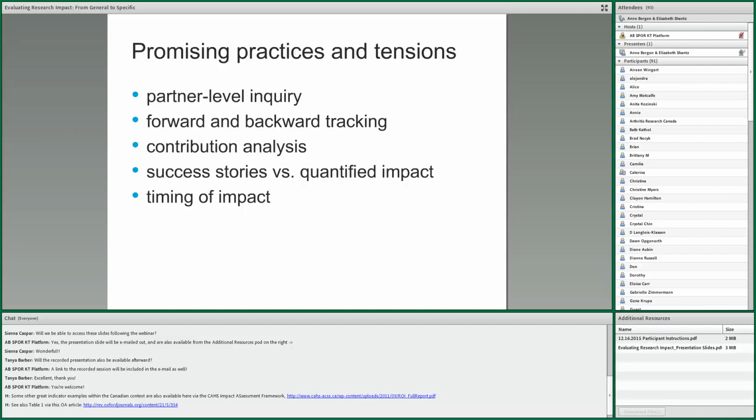You want to think about forward and backward tracking. So you can ask end users and stakeholders that you know about to nominate other people who might have used the research and to get you in touch with them. And then you can work backwards. You could say, okay, here's a policy document, and this piece of research is cited in that policy document. Well, what else went into that policy document, and who created it, and who was using it?